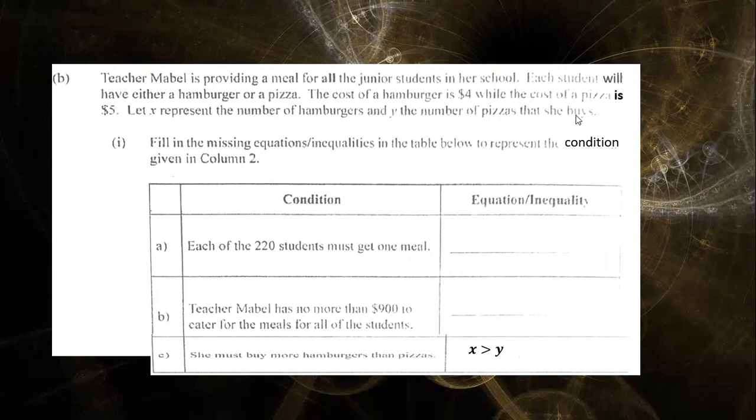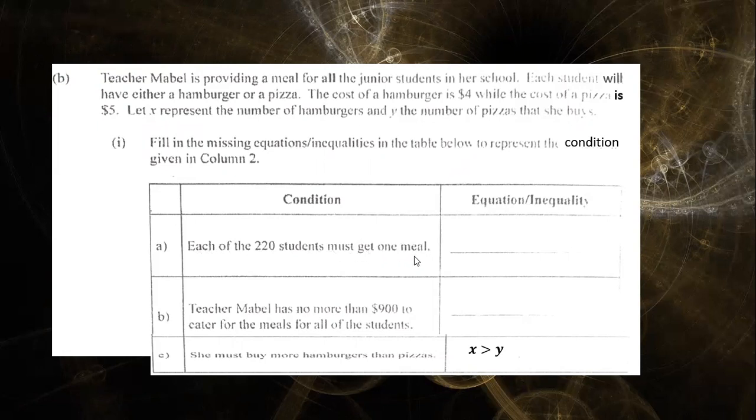All right, so the print is a bit faded, but I hope by reading it, you'll understand exactly what the words are. So part 1 says, fill in the missing equations / inequalities in the table below to represent the condition given in column 2. So this is column 2 here. This is the condition. Let's read the condition, choose out the important words, and then write the equation or the inequality. So each of the 220 students must get one meal.